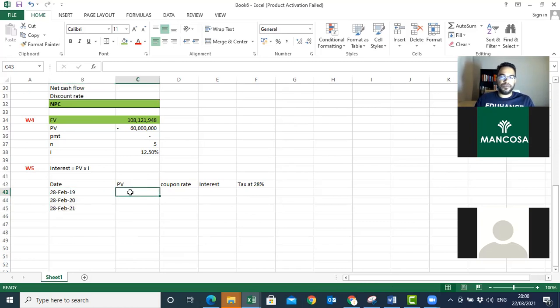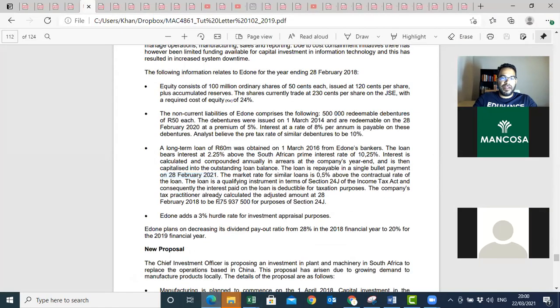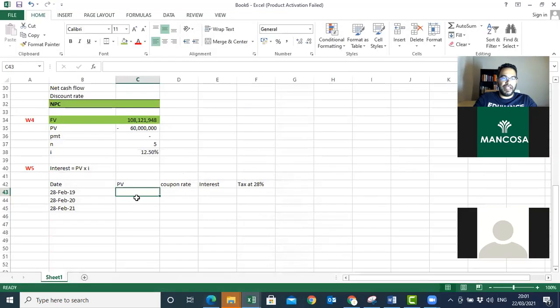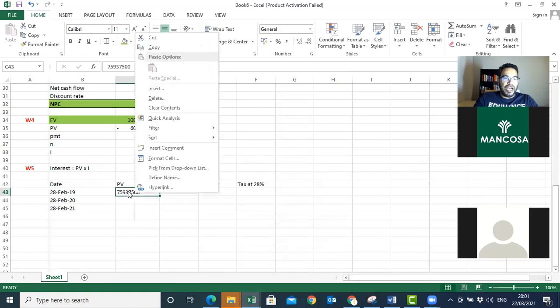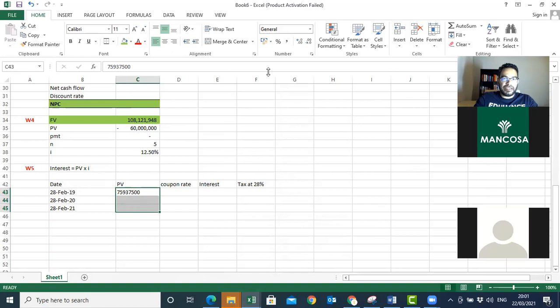Now this present value in the MAC 4862 test, 2020 test 1, you needed to calculate this number. This is CTA 1. So this number will be given. So it was given to us as 75,937,500. So I'll go plug it in, 75,937,500. So now we know the adjusted amount as at 28 February 2018.